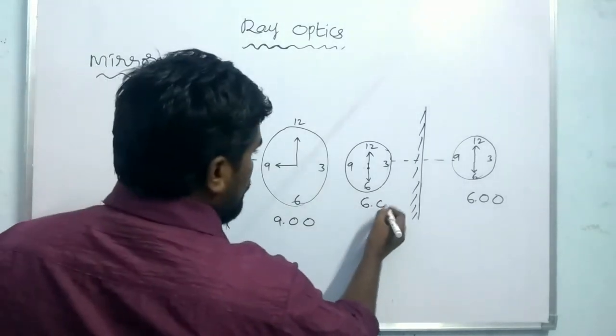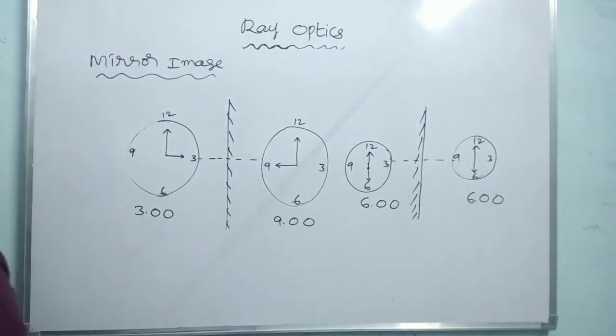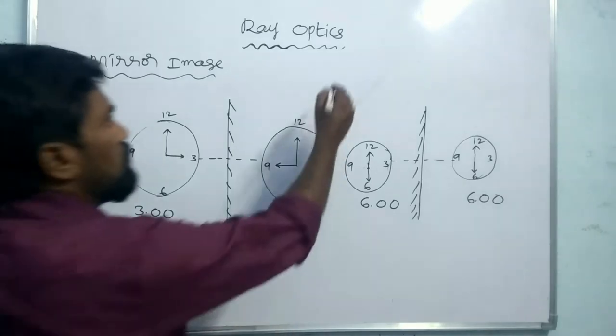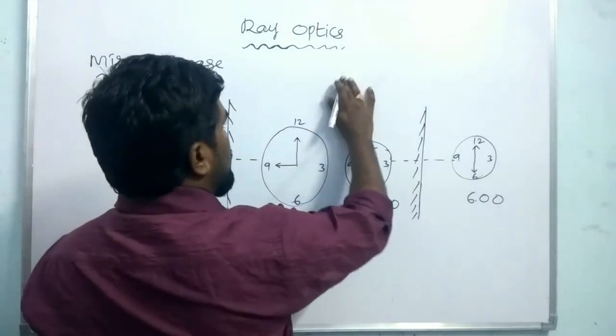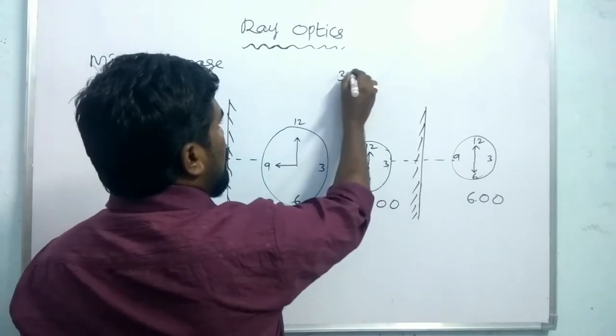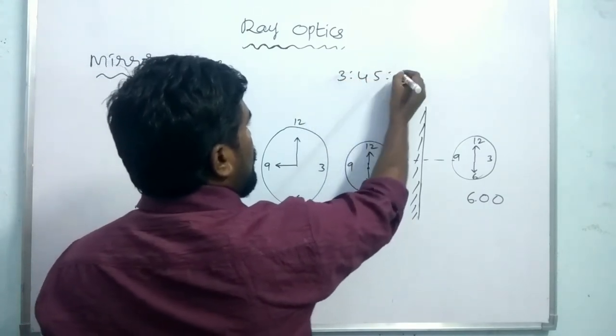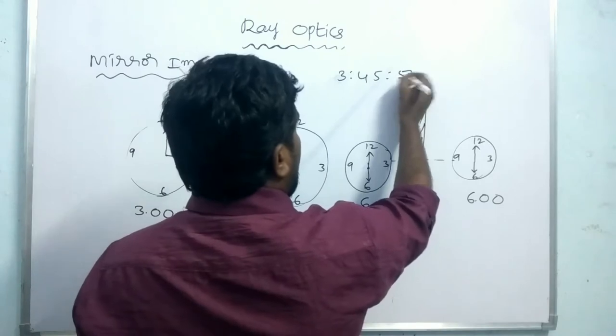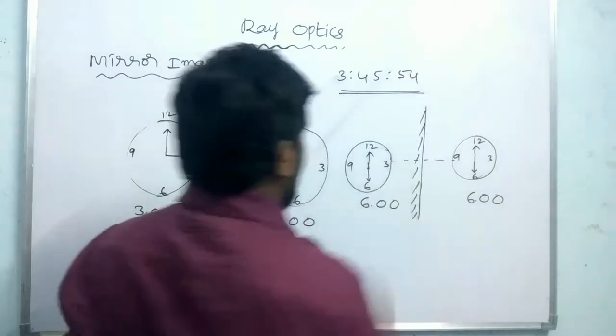Again, it seems to be 6 o'clock, right? In case of 12, it is 3 hours, 45 minutes, 54 seconds. Then find the mirror image.